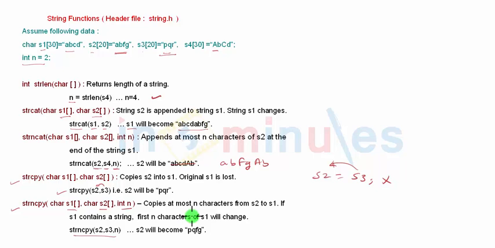Now s2 is abfg. 2 characters of s3, because n is 2 in our program, will be written into s2. The remaining s2 string will remain as it is. So 2 characters of s3, that is pq, will be written into s2, and the remaining 2 characters of s2 will remain as they are. So it will be pqfg. We will be discussing some more functions on strings in the next videos.